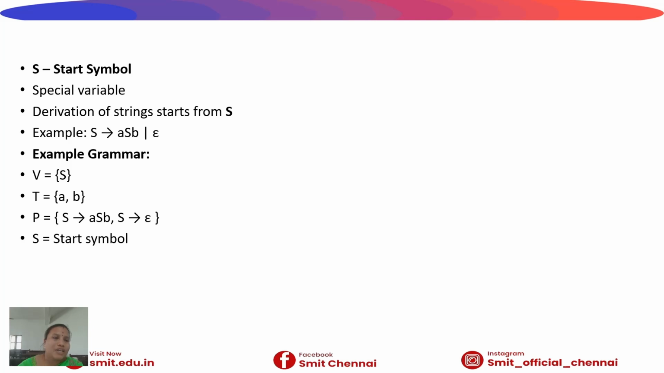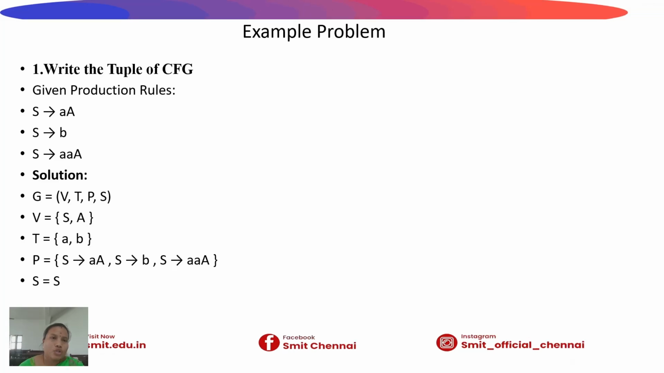An example grammar: V equal to the non-terminal values, S. T equal to the terminal values, a comma b. P equal to the production rules. An example production rule is S substituted by the production rule. S equal to the start symbol. So, one example problem for CFG.